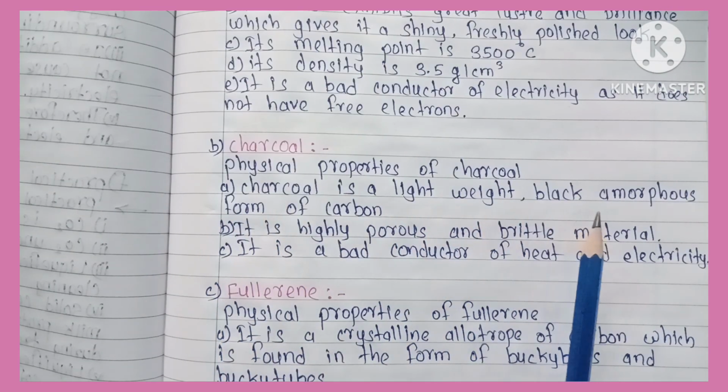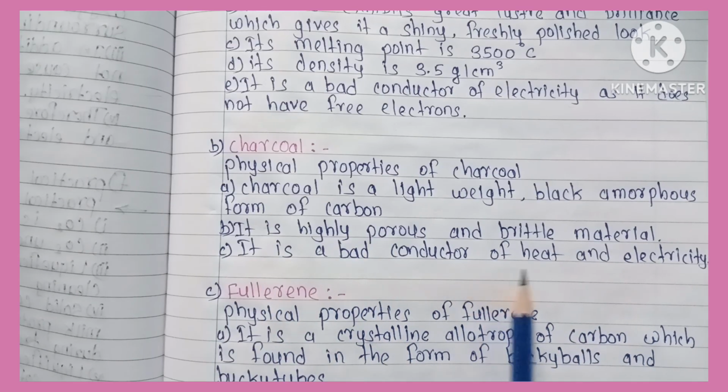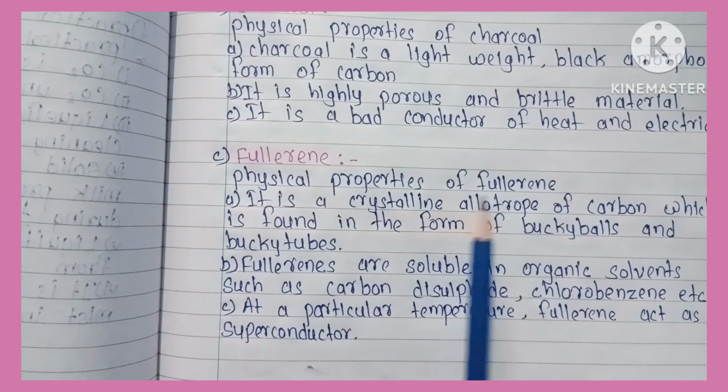Charcoal is a lightweight black amorphous form of carbon. It is highly porous and brittle material. It is a bad conductor of heat and electricity. Fullerene. Physical properties of fullerene.